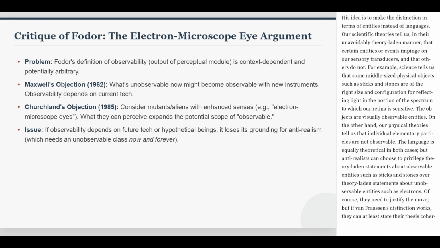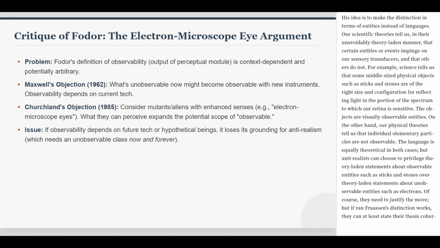However, Fodor's defense faces a major hurdle, famously articulated by critics like Maxwell and Churchland using the electron microscope eye argument. The problem is this: if observability is defined by what our current perceptual modules output, or what our current instruments detect, then it's inherently context-dependent. What's unobservable today might become observable tomorrow with a new telescope or microscope. Maxwell pointed this out decades ago.